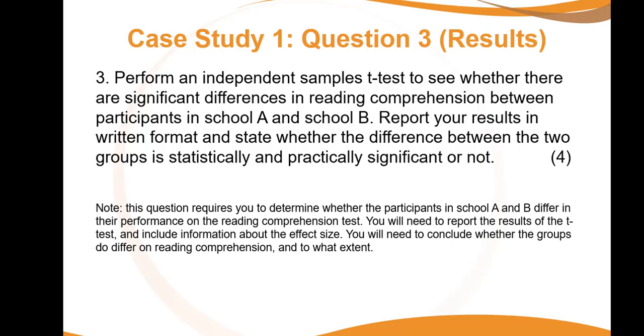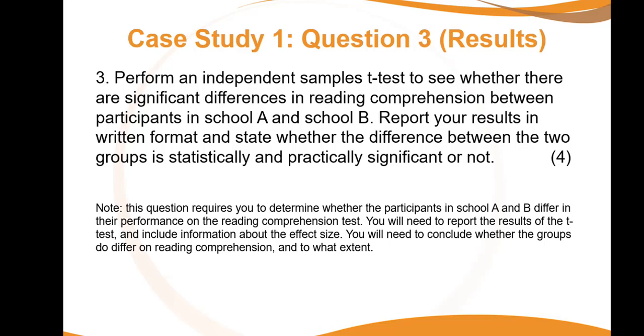Question 3 asks you to perform an independent samples t-test to see whether there are significant differences in reading comprehension between participants in School A and School B. You should report your results in written format and state whether the difference between the two groups is statistically and practically significant or not. Again, we will be comparing the participants in School A and B.